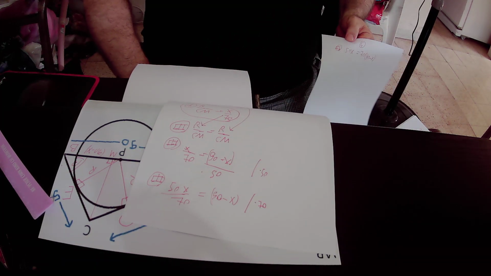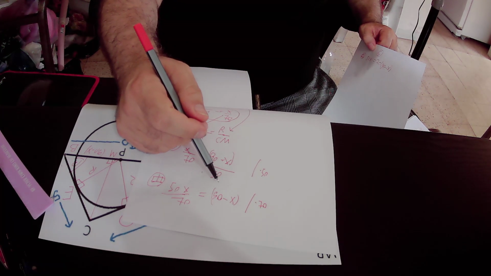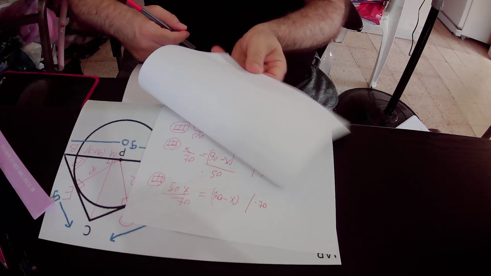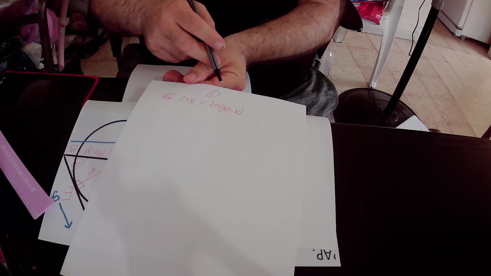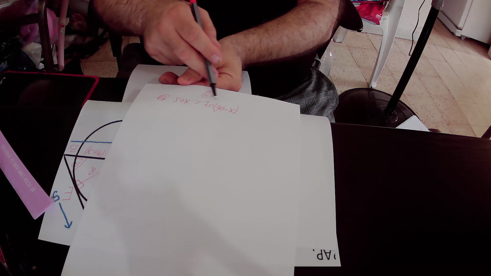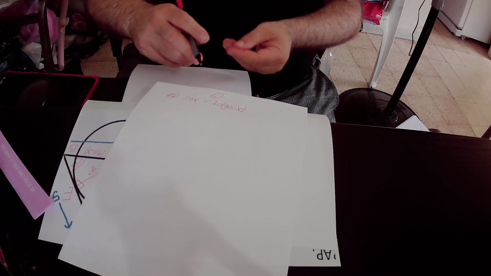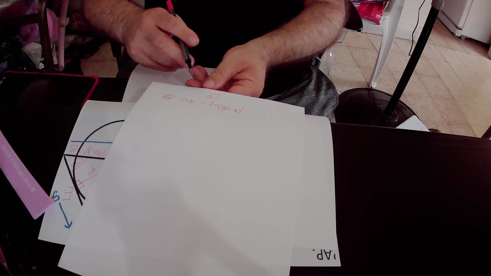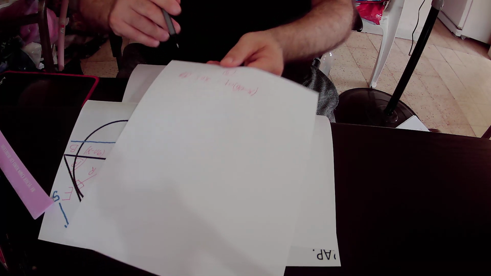And 70 times (90 minus x) equals 70 times (90 minus x). In the next step, first of all, we will divide both sides of the equation by 10.